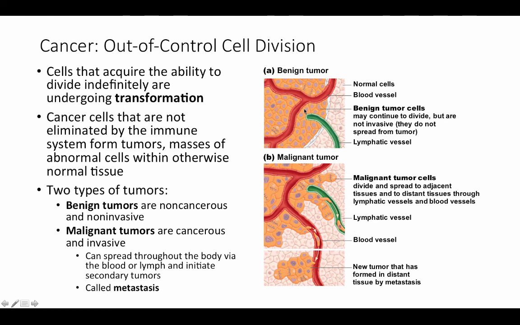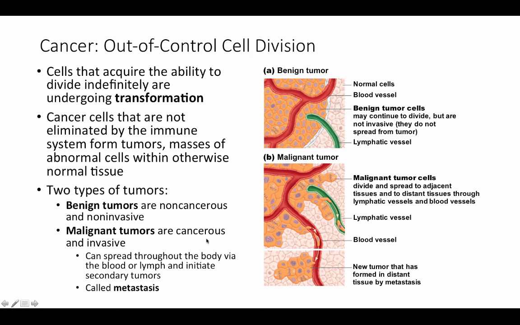These are the benign tumor cells that are dividing out of control, but they're not going to spread to other parts of the body. These are the normal cells. In pink, we've got a lymphatic vessel coming through and the blood vessel coming through. These benign cells are not entering either the blood vessels or the lymph vessels.